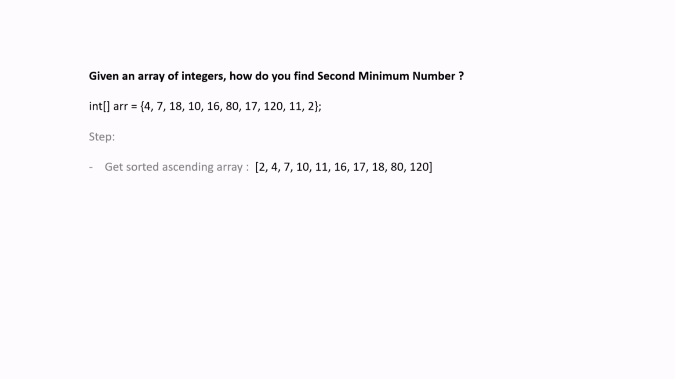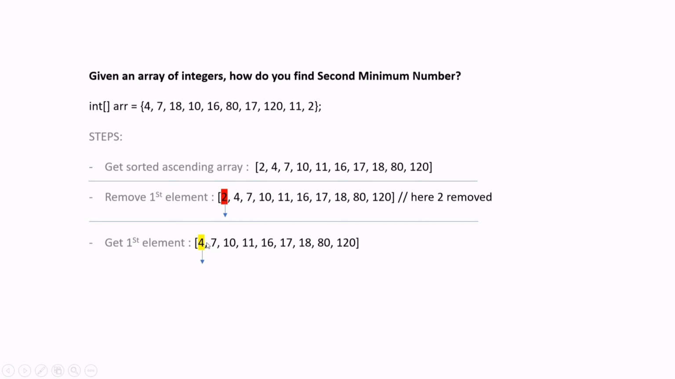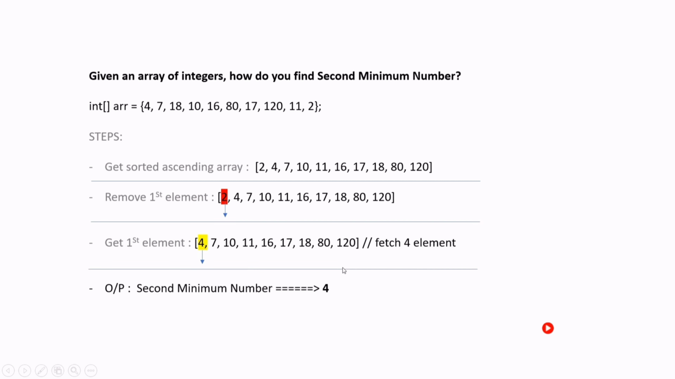First we need to get the array sorted in ascending order like this, 2, 4, 7. Okay, then we need to skip the first element, that is the first minimum number of the sorted list. This 2 we need to remove. Once we remove 2, then from the remaining list we will find the first, and that first is this number. So in the next step we get the first element, and that first element is 4 from the previous list. Okay, so in the answer we expect the second minimum number is 4.